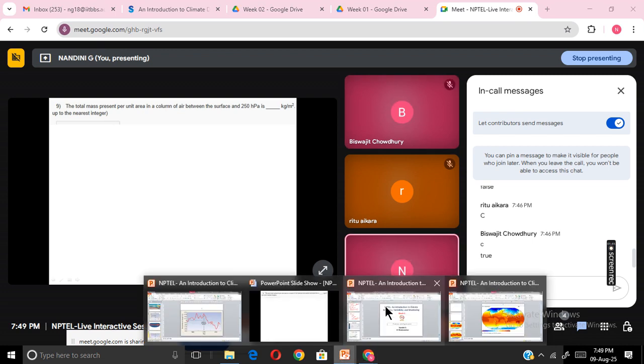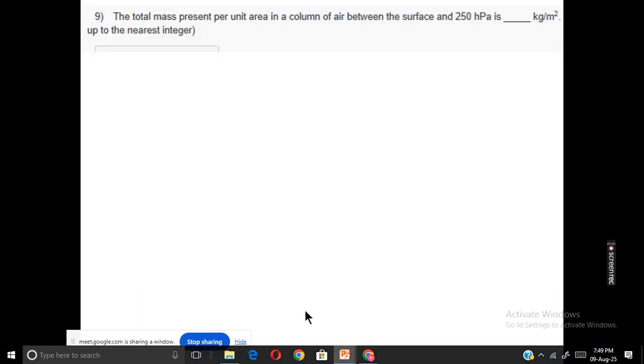Okay. Thank you. So the total mass present per unit area in a column of air between the surface and 250 hectopascal is dash kilogram per meter squared. We need to find the mass per unit area in a column of air between the surface and 250 hectopascal.